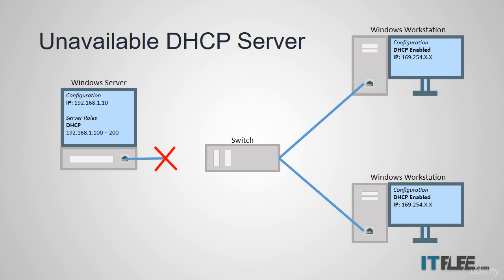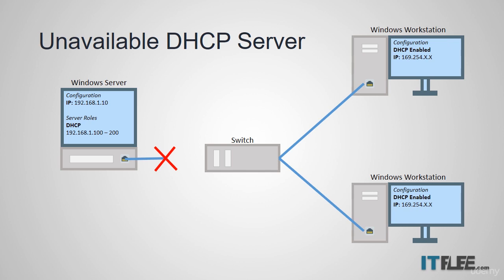If the DHCP server goes offline for any reason, whether it's a crash, a network connectivity issue, maybe a switch goes down or a cable gets cut, then that computer will lose its DHCP configured IP address as soon as its lease expires. So basically the computer is only up for as long as the DHCP server is up.